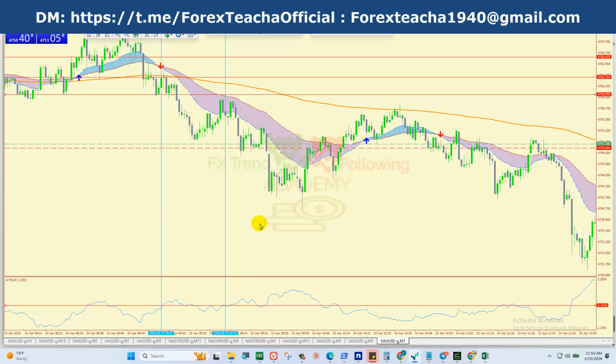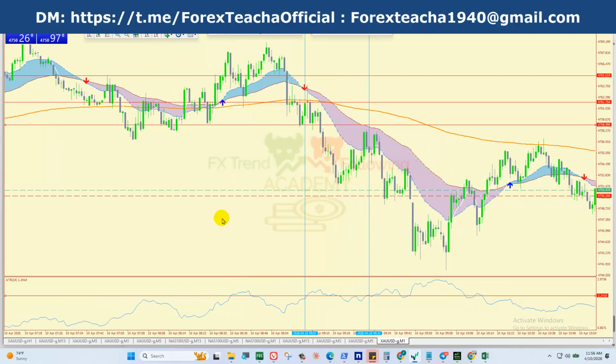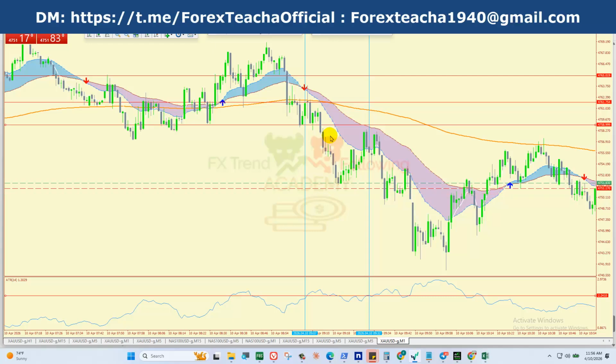This is the reason why I always advise you guys to use ATR to set your stop losses. It doesn't matter how many pips the stop loss is. Sometimes it can be 200 pips, sometimes it can be 20 pips, but the risk stays consistent.